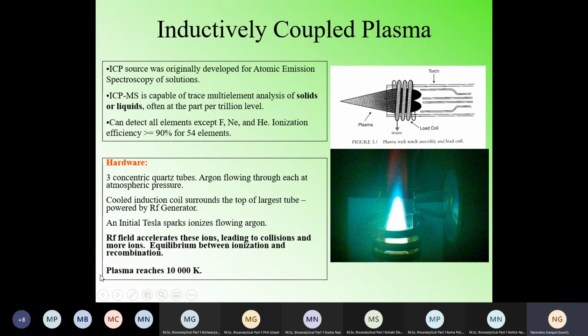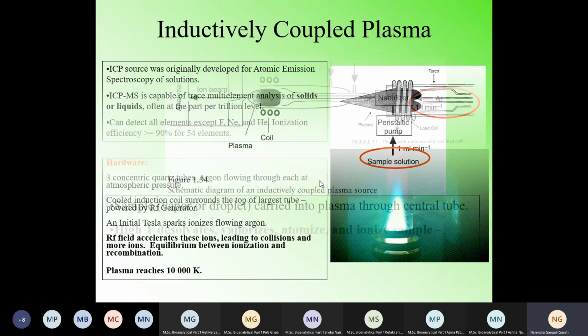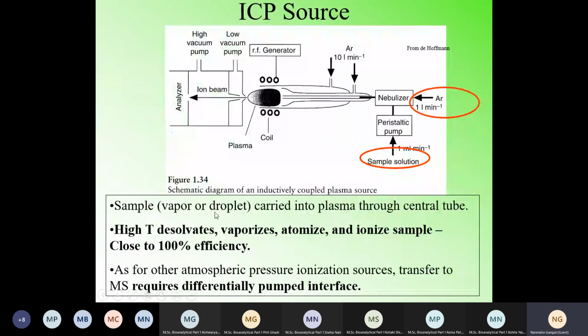So this can be used only for studying the inorganic molecules. Okay, plasma reaches 10,000 degrees Kelvin. So is this fundamental clear? Sample, vapor or droplet, is carried into the plasma through the central tube.